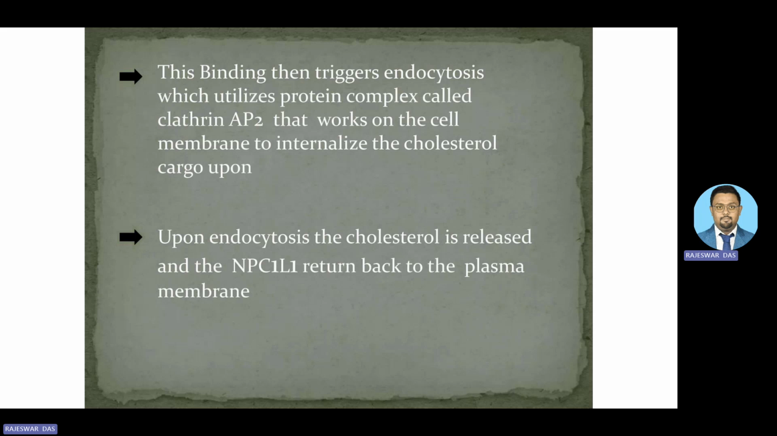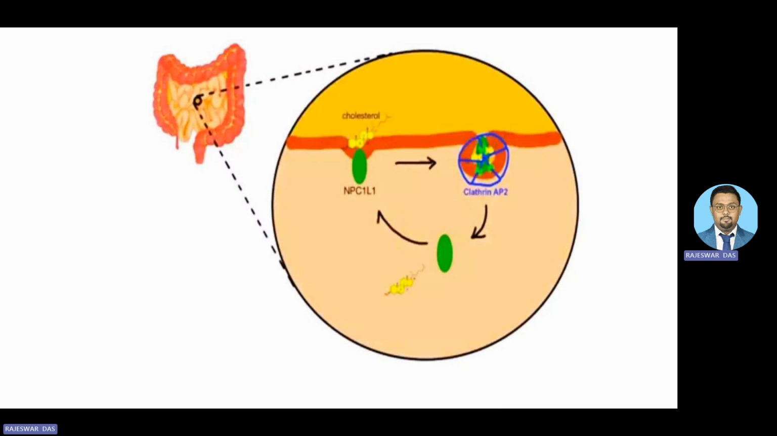Upon endocytosis, the cholesterol is released, and NPC1L1 returns back to the plasma membrane. These are the pictures where the cholesterol binds to the protein, and clathrin helps it enter by endocytosis, meaning it enters the cell and is dissociated from the protein. The cholesterol goes into the cell, and this NPC1L1 again comes back to the intestinal plasma membrane.